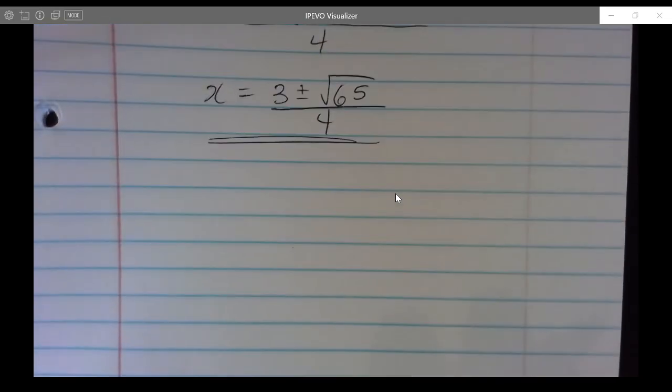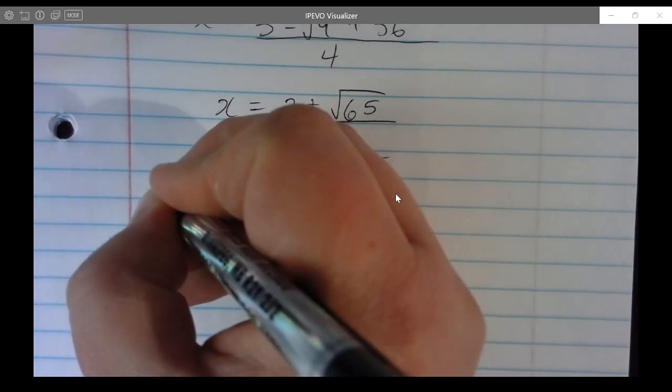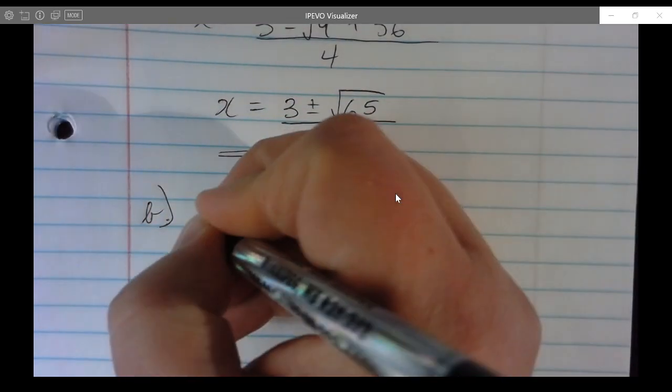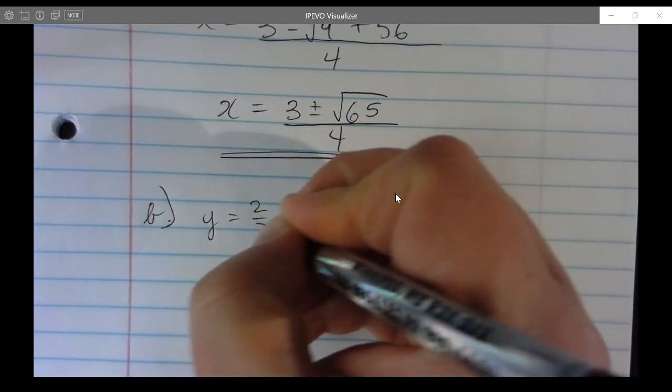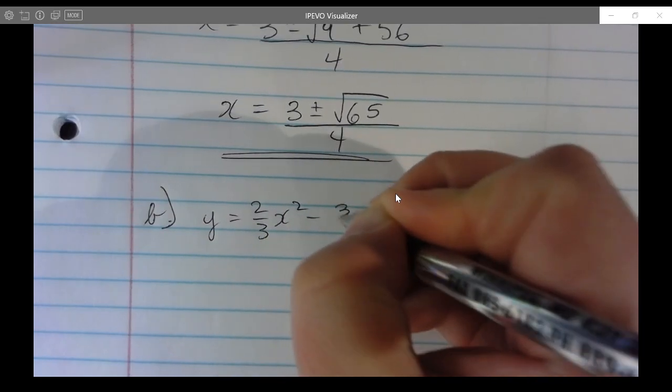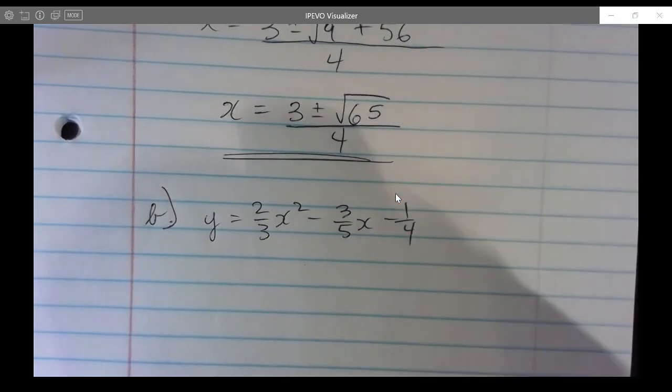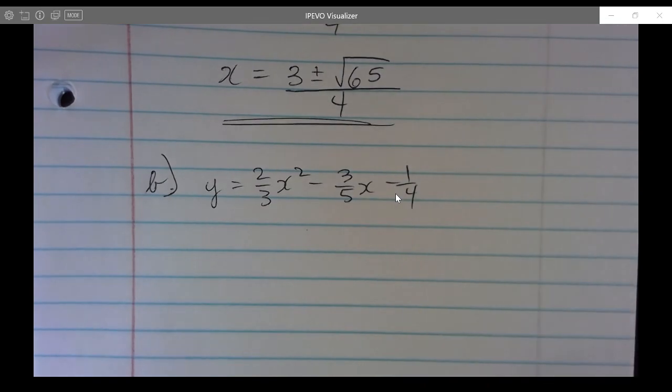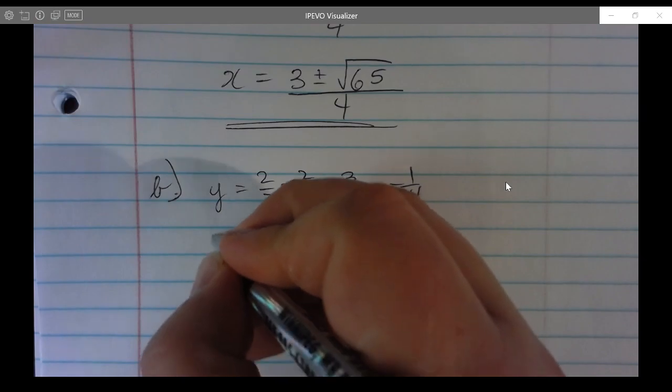Let's do the B question now. So the B question was, let's see, what was the B question again? The B question was y equals 2/3 times x squared minus 3/5 x minus a quarter. Okay, looks good. Let me get that cursor out of the way. And step 1 is we set it to 0.